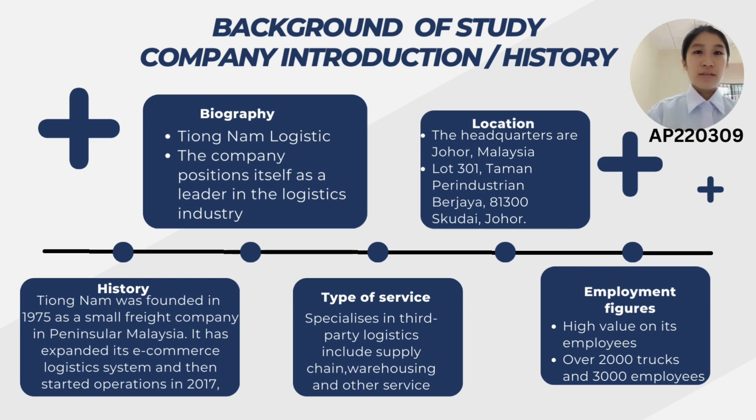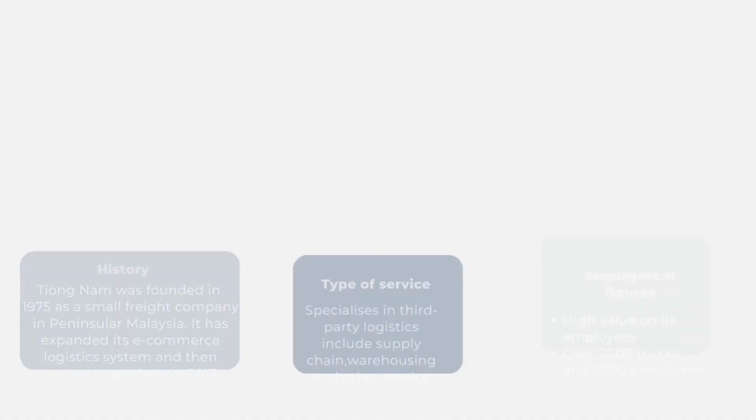It expanded its e-commerce logistics system and started operation in 2017. Type of service: it specializes in third-party logistics, including supply chains, warehousing, and other services. Employee focus: it places high value on its employees, now numbering over 2,000 to 3,000.